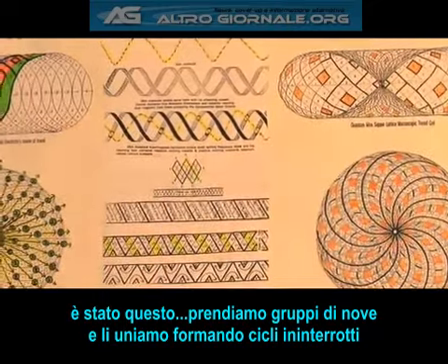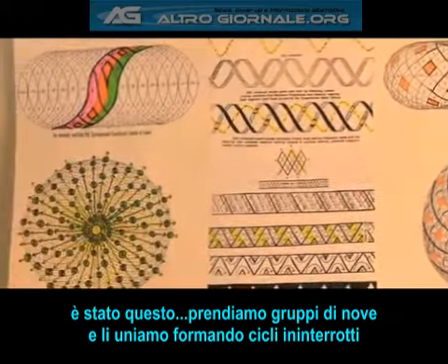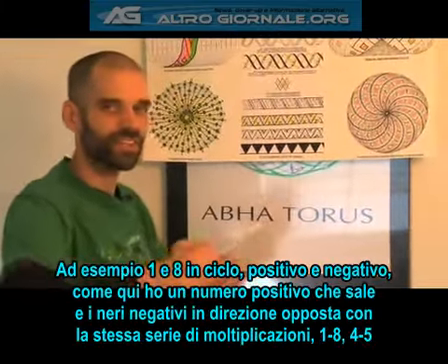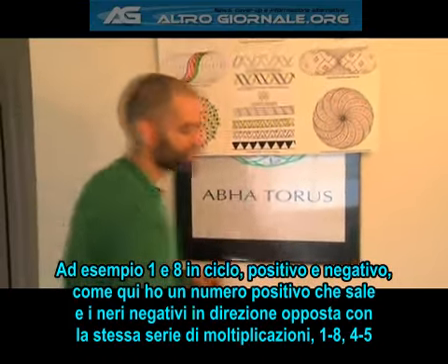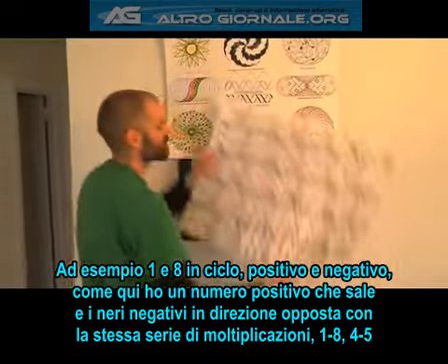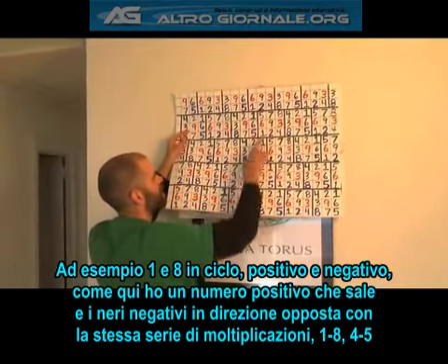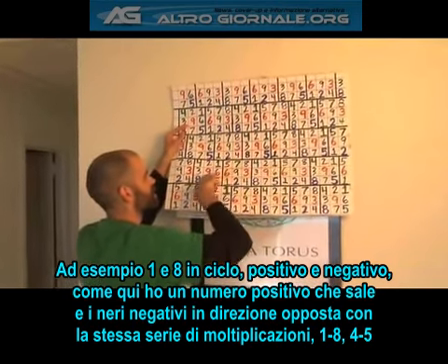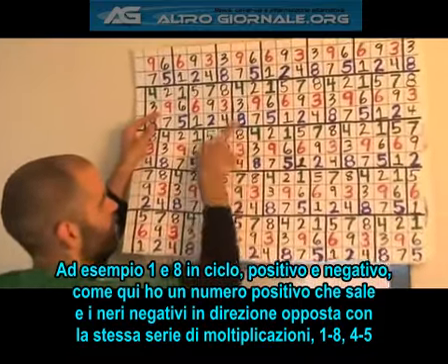And what we're going to have to do is take groups of 9 and link them together so that they form unbroken circles, so that I have a 1 and 8 as a circle, both positive and negative. Just like here, I have my positive numbers going up here, and then going in the opposite direction, my black ones are negative, but the same multiplication series, 1 and 8. And then 4 and 5, it's the same.